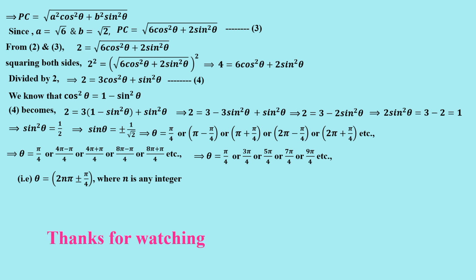So we are using the distance formula, PC distance. You assume that P is on the ellipse, C is the center. So we are using the distance formula. That is why we are getting PC, the distance, right?